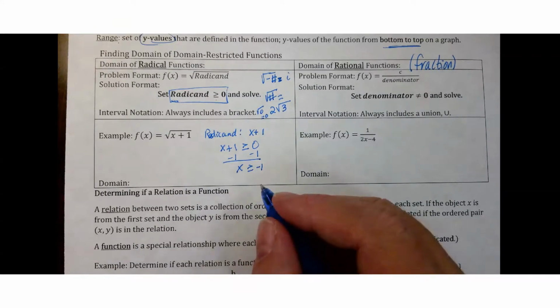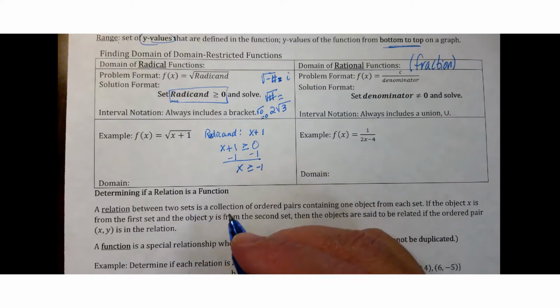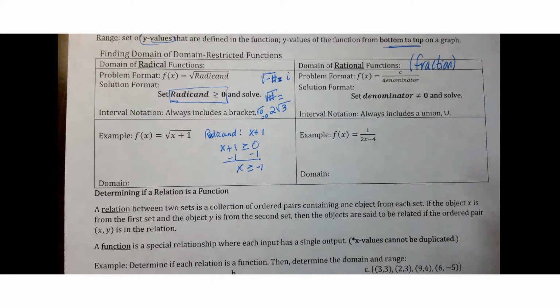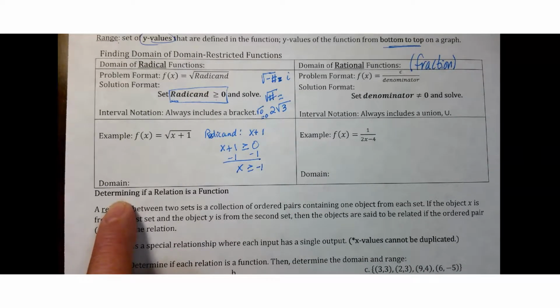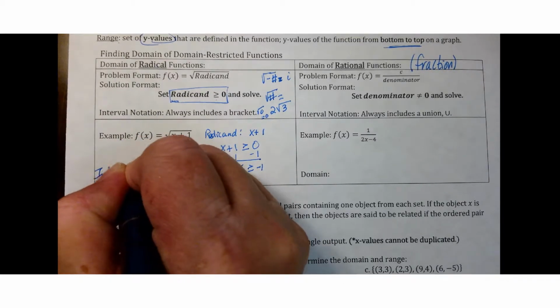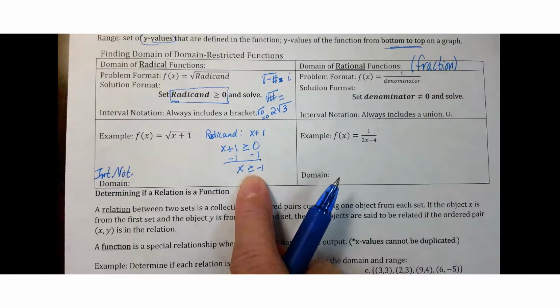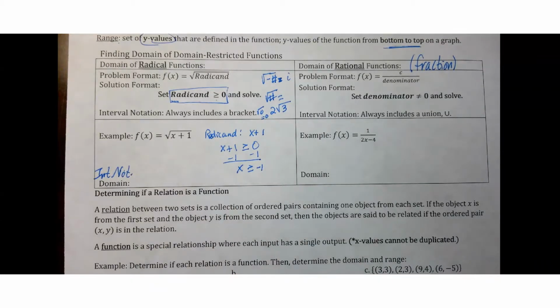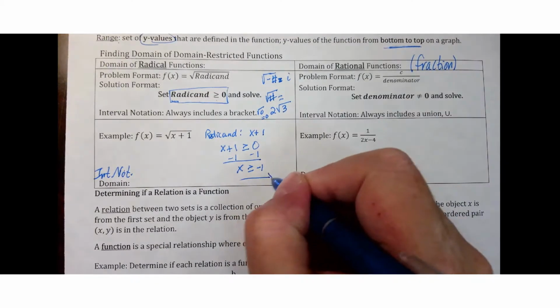So now I can graph it and write it in interval notation. And when it's asking for domain, it wants it in interval notation. That's what it wants. It does not want you to write this. It wants the interval notation for this. So let's sketch a quick graph.